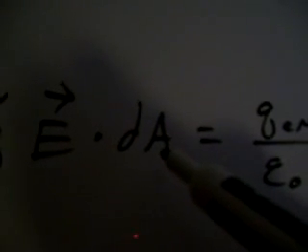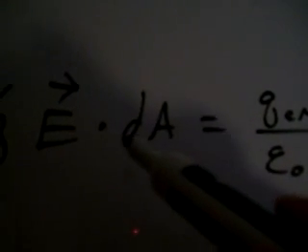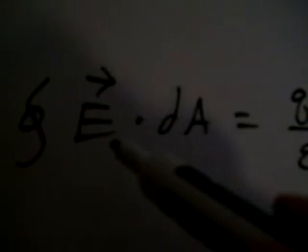And the reason that we're going to use a Gaussian sphere is because then the electric field vector will be going in the same direction as the area vector, and therefore the dot product will just be a multiplication of these two numbers, because the vectors will be parallel. The angle will be 0 in between them, and the cosine of 0 is 1. So it'll just be that times 1. So just that times that.